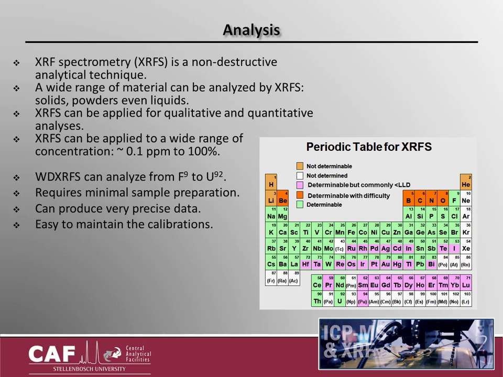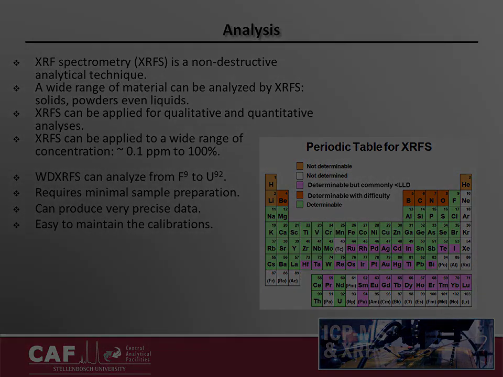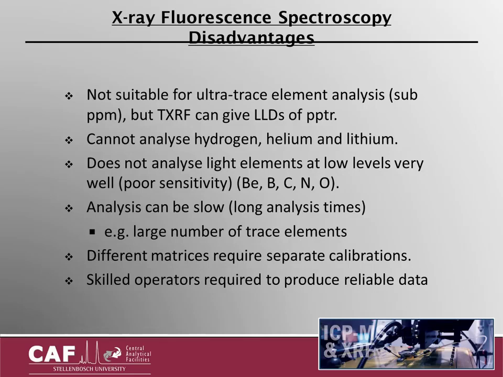Wavelength dispersive XRF spectrometer can analyze from fluorine to uranium. It requires minimal sample preparation and can produce very precise data. First-time calibration setup can be difficult, but it is easy to maintain. XRF analysis is not very suitable for ultra-trace element analysis, but a TXRF can give very low limits of detection, or ICP-MS analysis technique can be used.